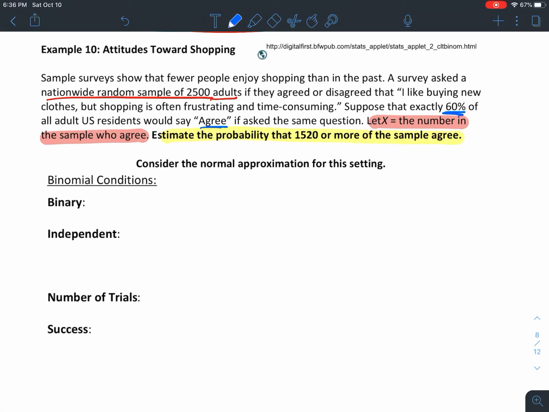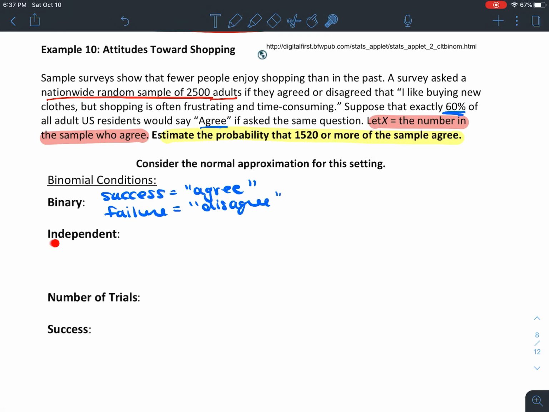Okay, so before we calculate that probability, I'm going to see if this meets the binomial conditions here. Success would be that someone agrees, and a failure would be that they disagree. Keep in mind, when they are selecting these individuals to survey, they don't want to survey the same person twice. So this represents sampling without replacement. They don't want to throw that person back in the poll and select them again.